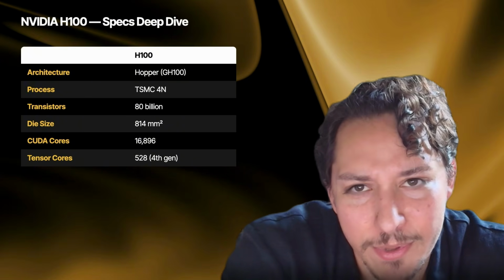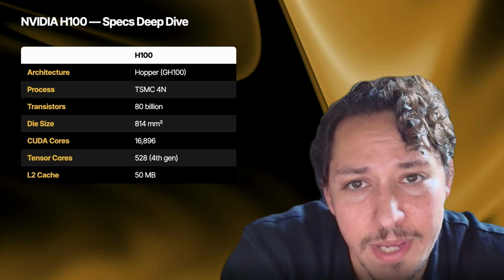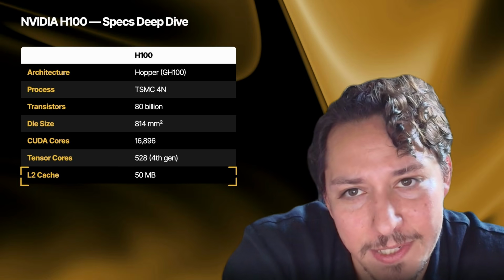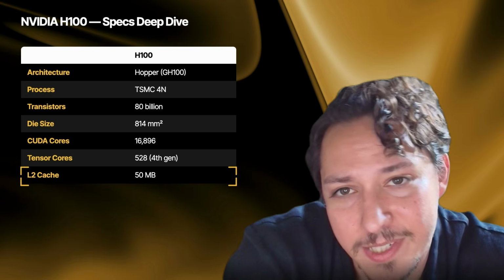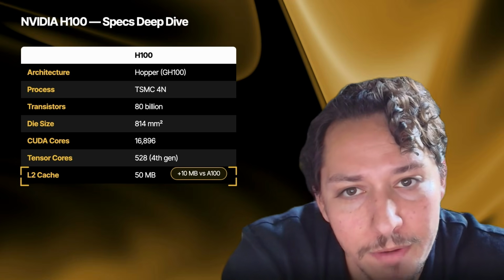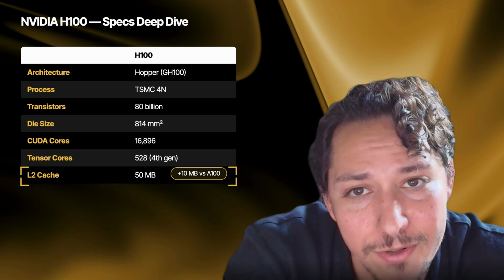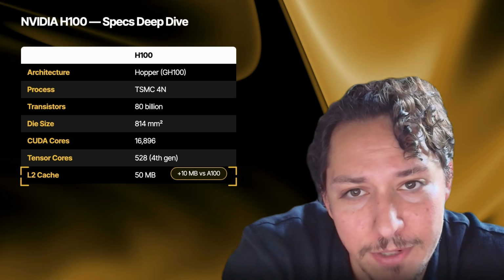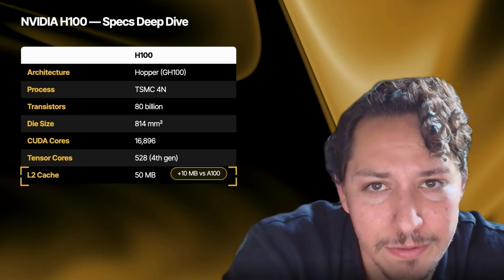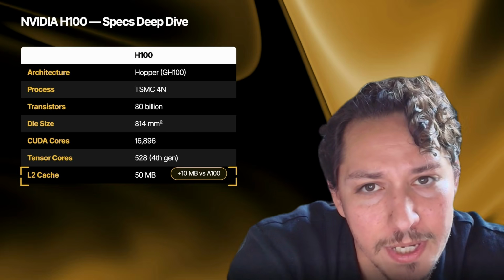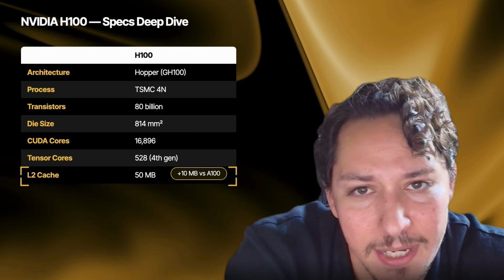But the number that everyone overlooks on this chip is the L2 cache. It's 50 megabytes. The A100 had 40. That's 10 extra megs, meaning more of your model weights and activations stay on die instead of round tripping to HBM. For inference especially, that's a real throughput gain that doesn't show up in the TFLOPS headline number.